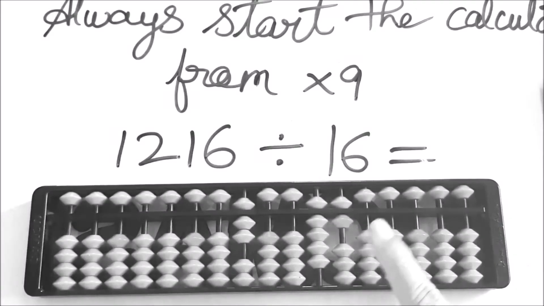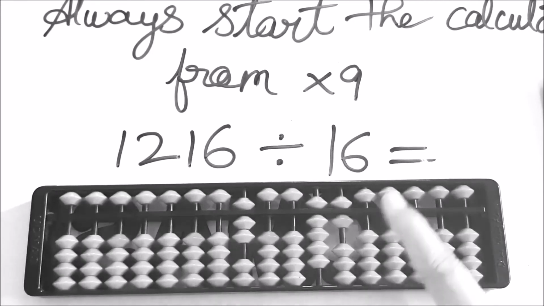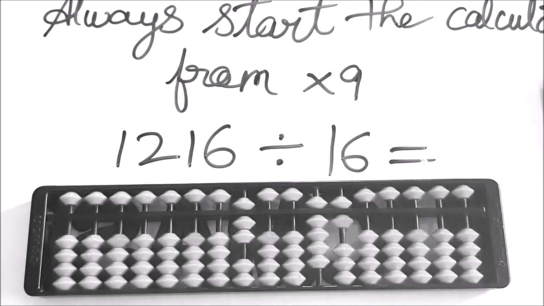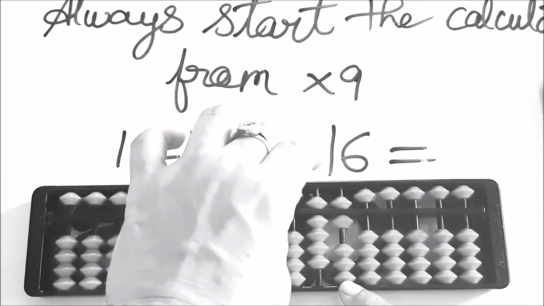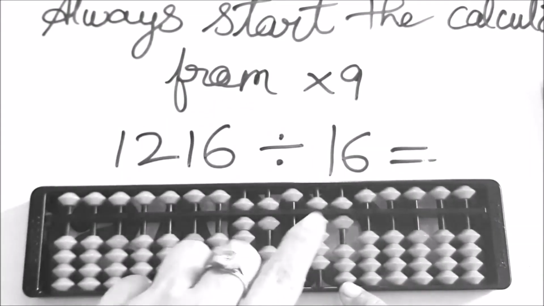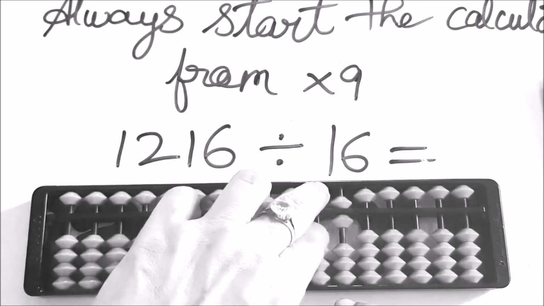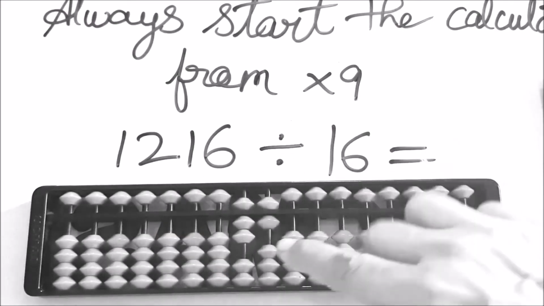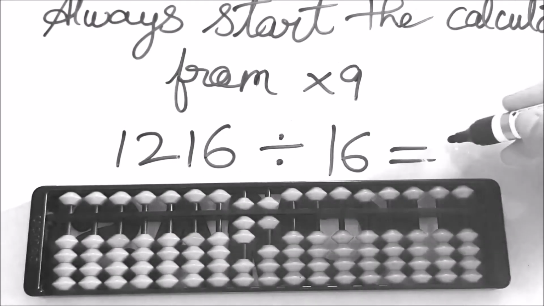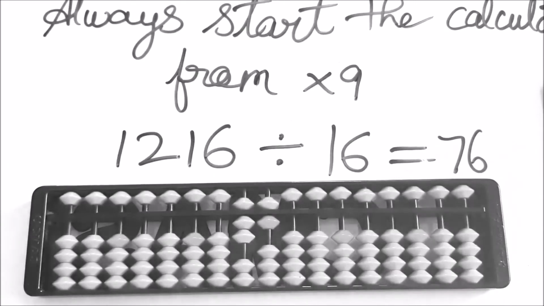Now we have already done 16 into 7, which is 112. So we cannot subtract 112 from 96. So we multiply 16 into 6, that is 96. So 6 will be subtracted here. So we leave 2 rods and place the answer here, 6. 16 6s are minus 9, minus 6. And the answer is 76.